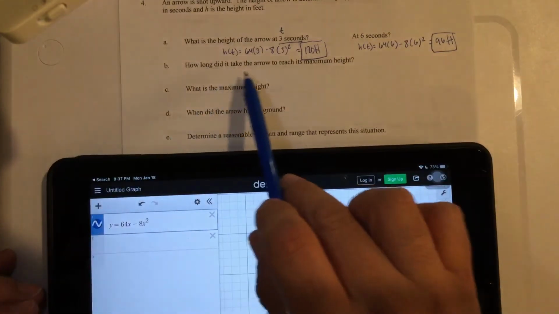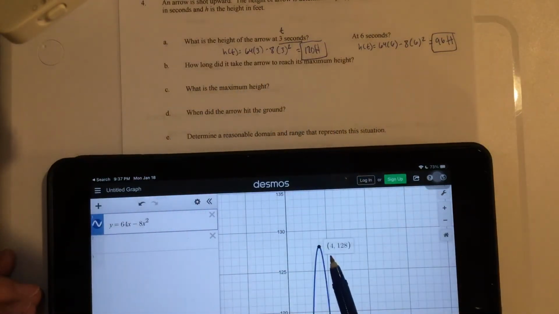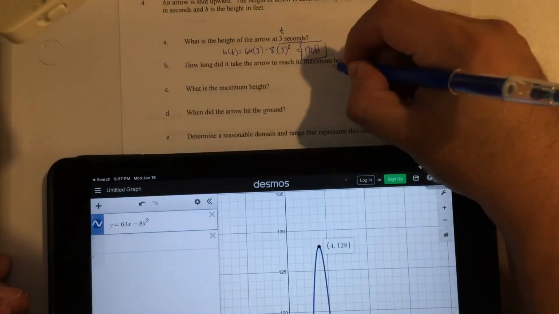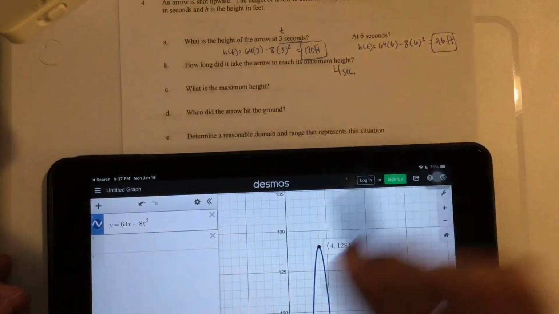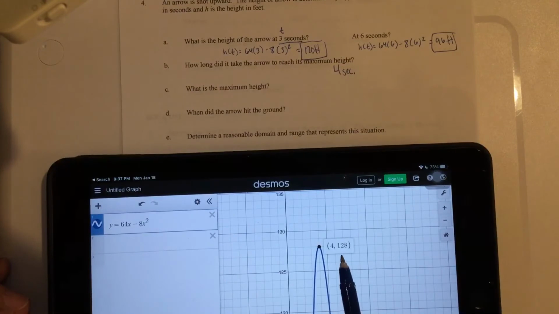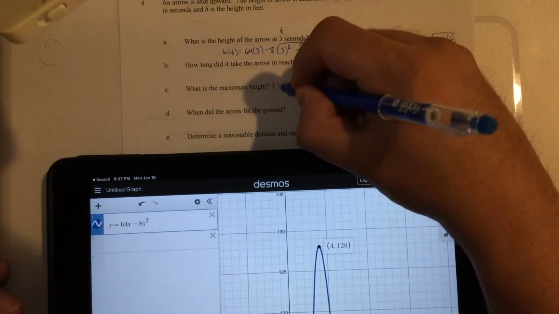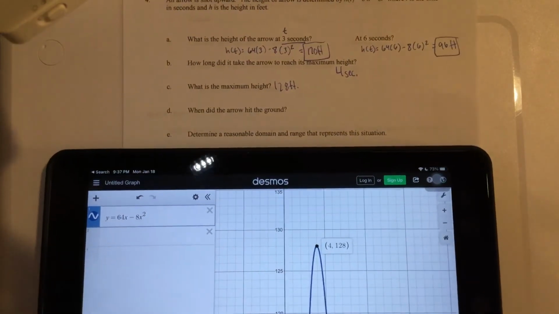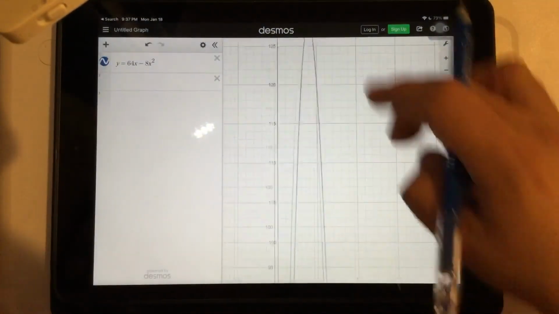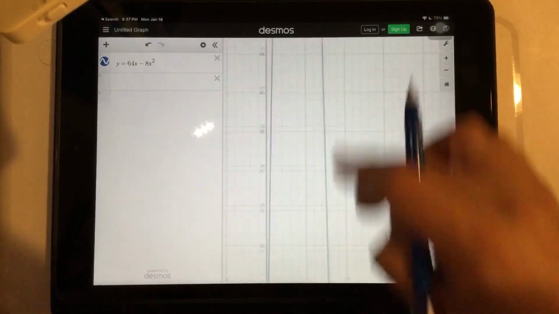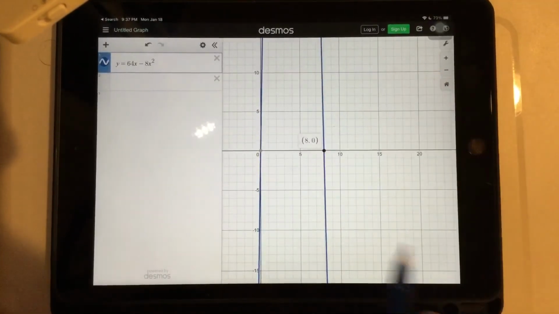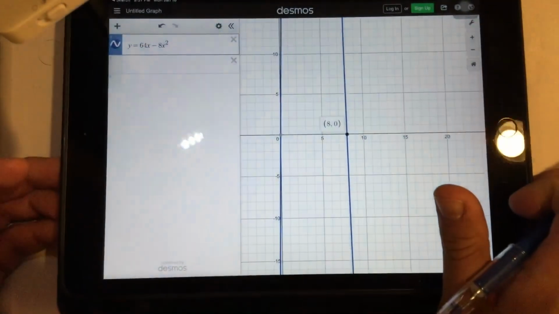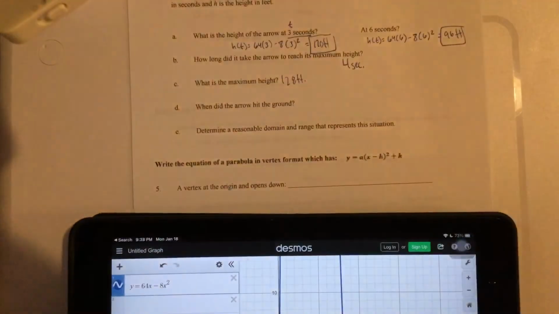How long did it take the arrow to reach its maximum height? Well, it took an x value of 4 seconds. Don't forget your units. What is the maximum height? Well, the maximum height reached is 128 feet. When did the arrow hit the ground? What that's asking me for there is the x-intercept, not the first one, but the second one. As we scroll down, we click right here, and we see that it took 8 seconds for the arrow to shoot upwards and hit the ground. So it took 8 seconds.